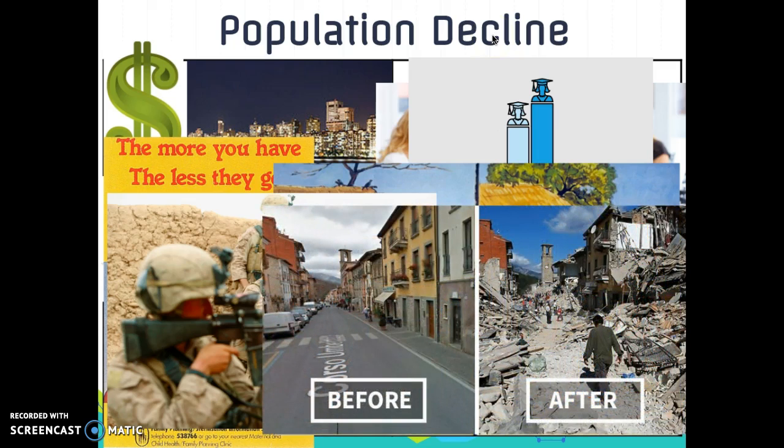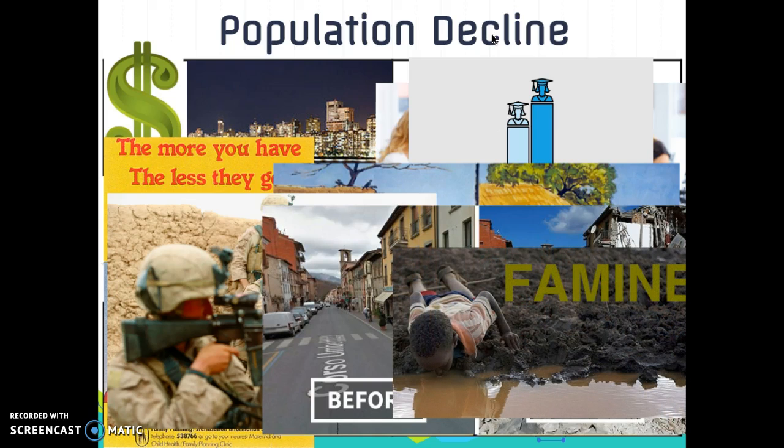Lastly, let's talk about environmentally. Natural hazards and disasters are going to result in population decline. Think about things like earthquakes, tsunamis, hurricanes, flooding, blizzards, or droughts. And then also famine, right? So if agriculture is not being productive and a country cannot feed its citizens, then we're going to see a population decline as well.